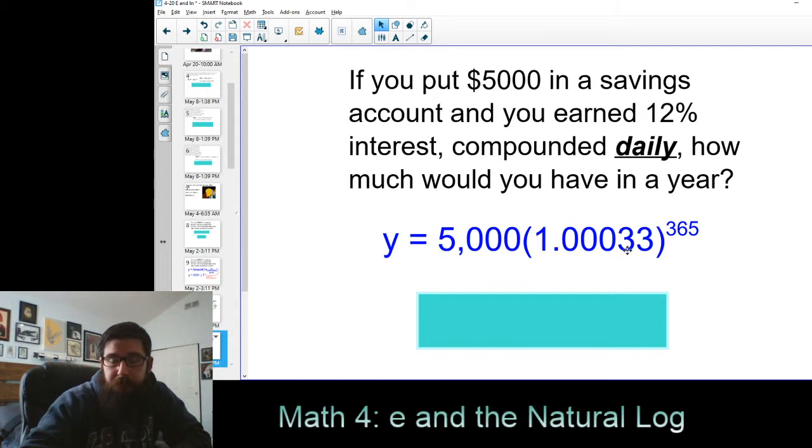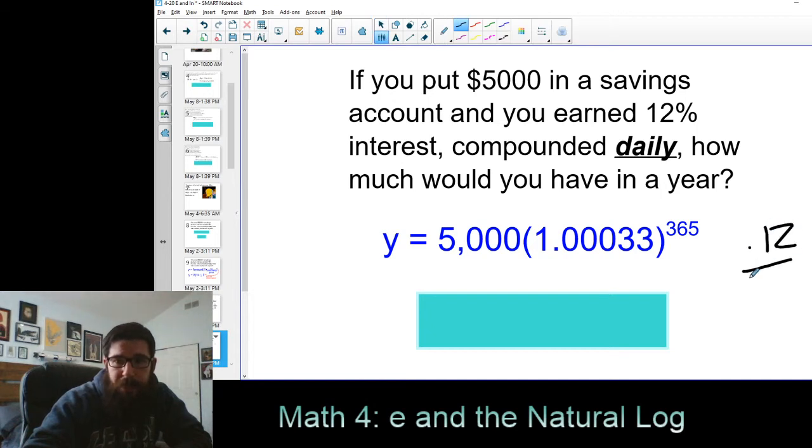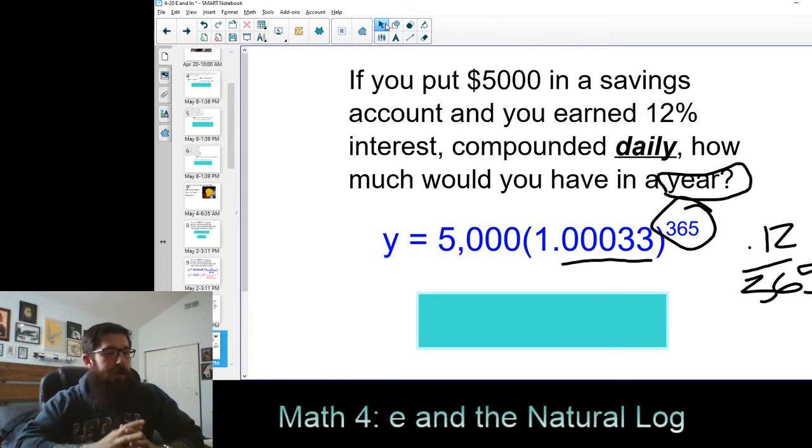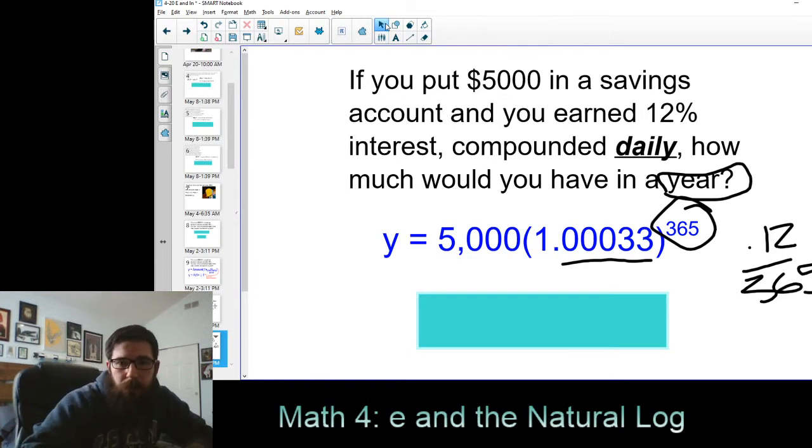This number right here, you can take a 0.12, divide it by 365. That's where this piece right here comes from. We're adding that number on to 1. Why is it a 365 right here? Well, we're asking for 1 year. You guess that it's going to be higher than 5,600, higher than the last one, lower? What do you think?